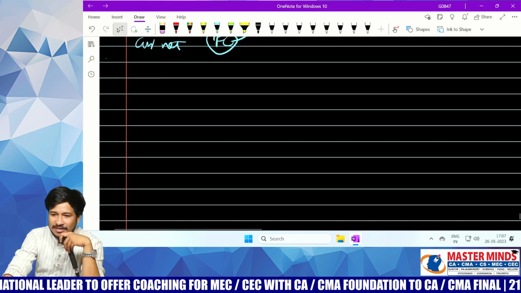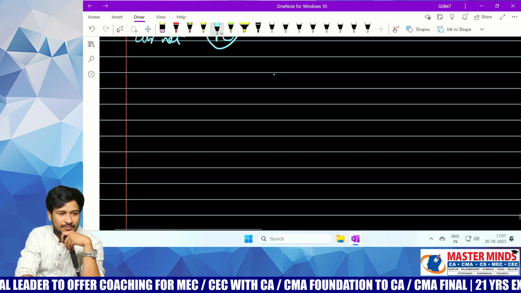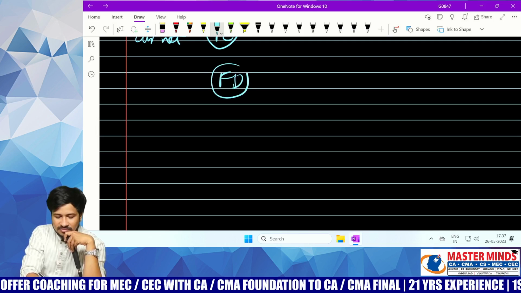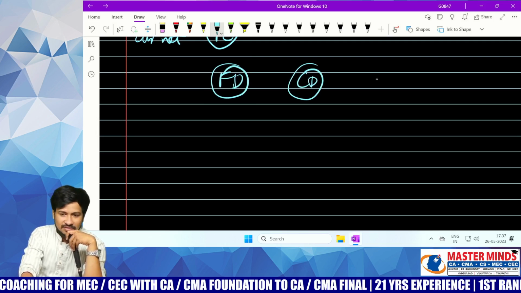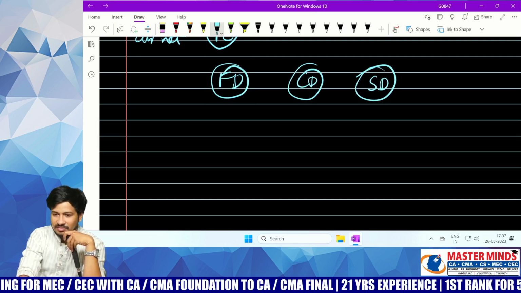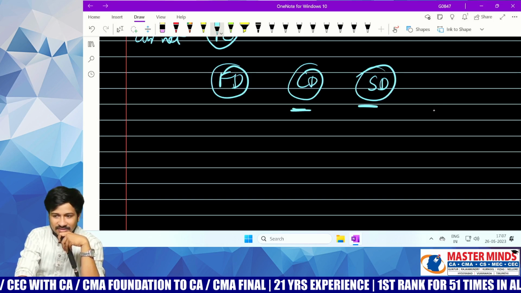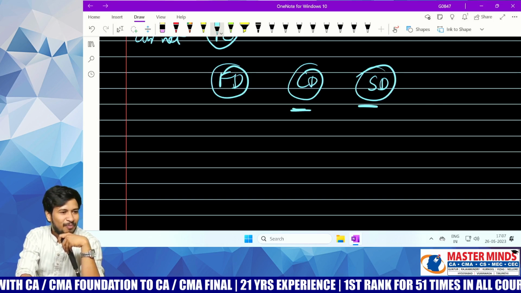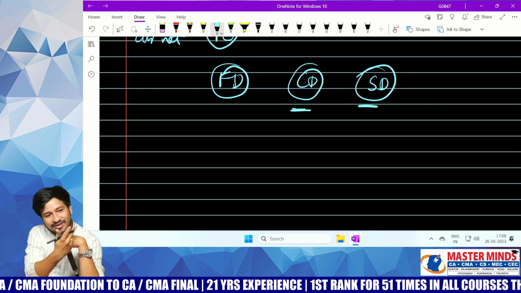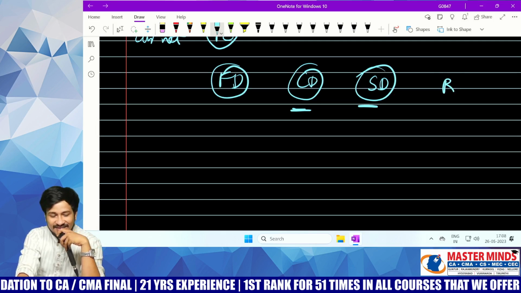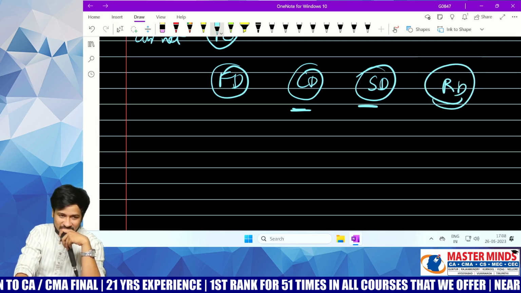Sir, there are 4 types of deposits. Am I correct or wrong? What are the 4 types of deposits? Fixed deposits, current deposits, savings deposits. A demand deposit is nothing but savings or current, all in one. And recurring deposits. These are the 4 types of deposits.